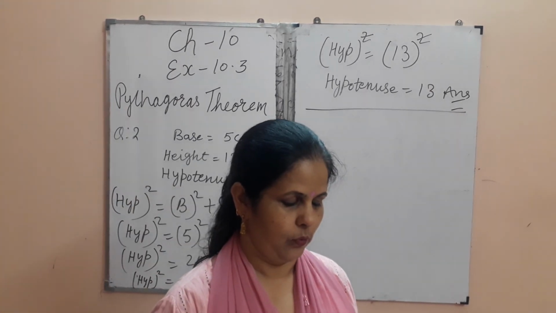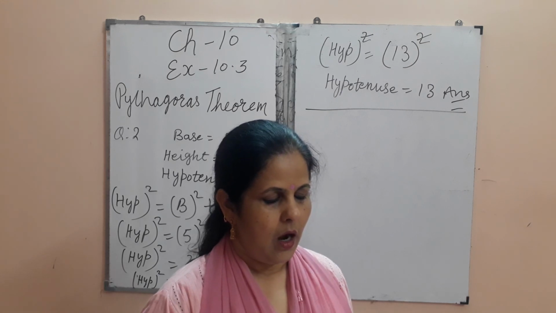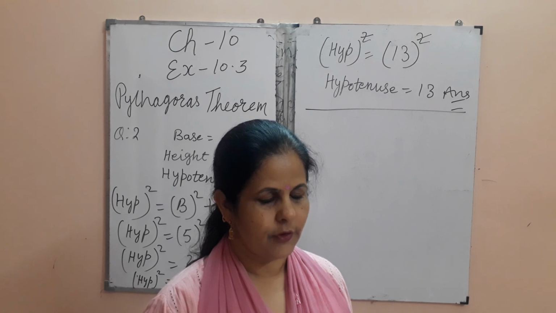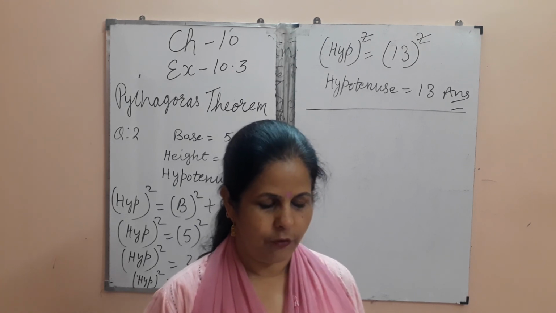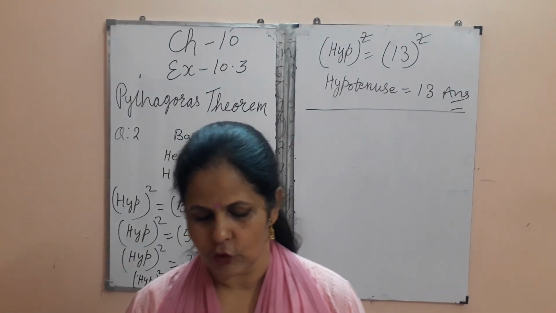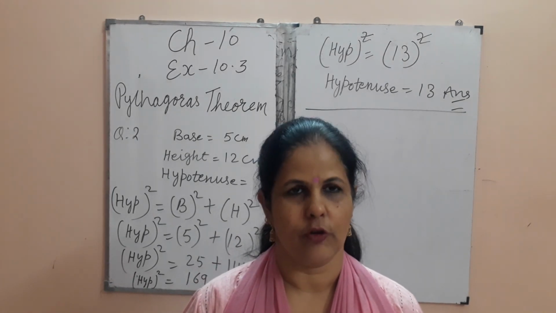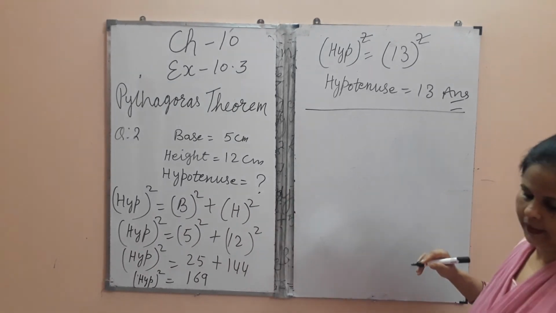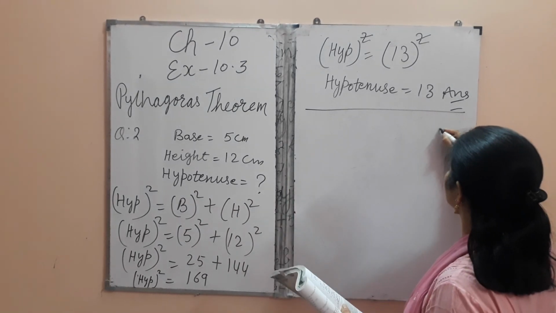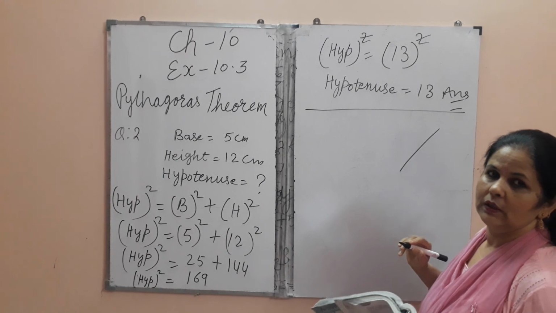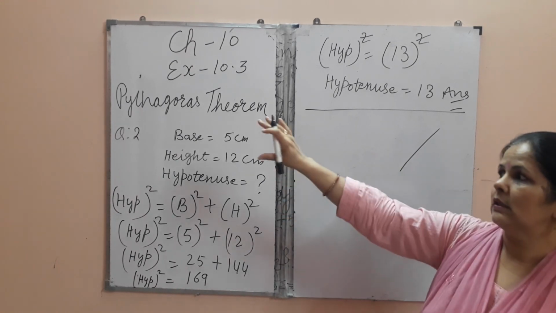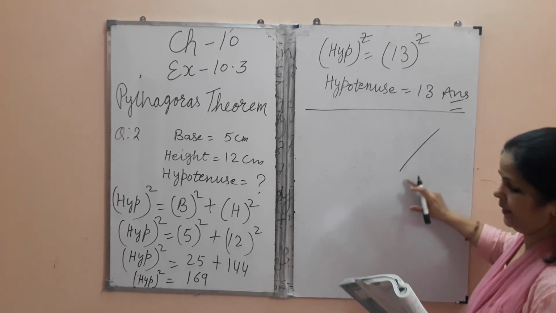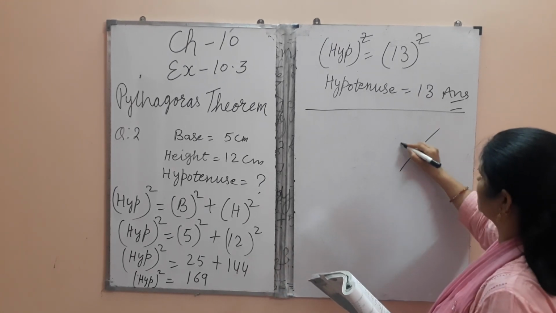Now question number 4. A ladder 17 meter long just reaches the wall which is 15 meter high. How far is the foot of the ladder from the foot of the wall? So for this we will draw the diagram first. A ladder is always in the slanting form. We never make the ladder stand straight. Ladder is always slanting. So this is the ladder. This is 17 meter.